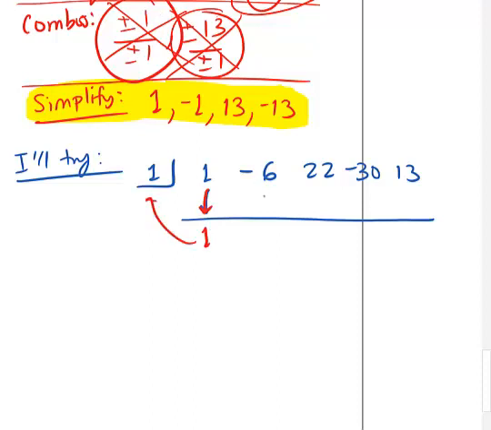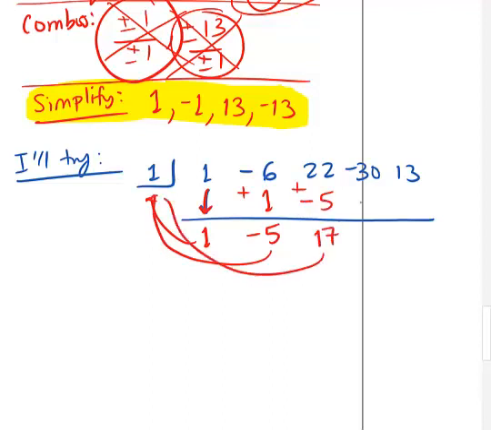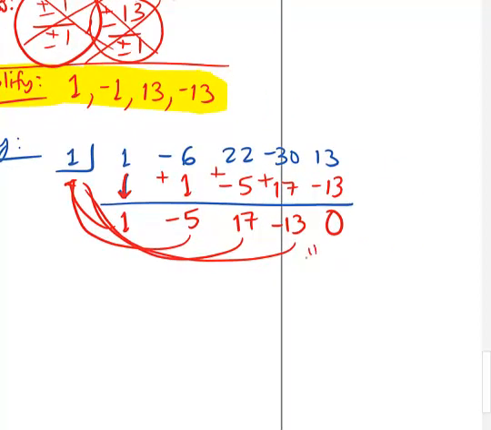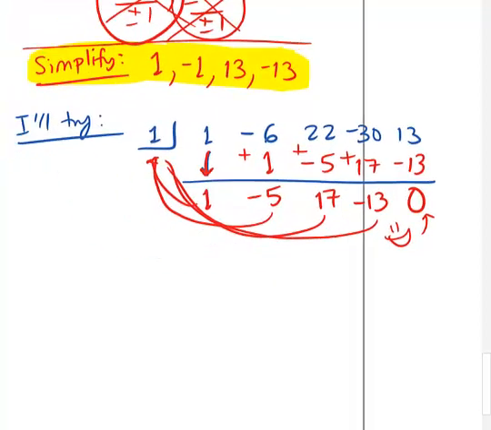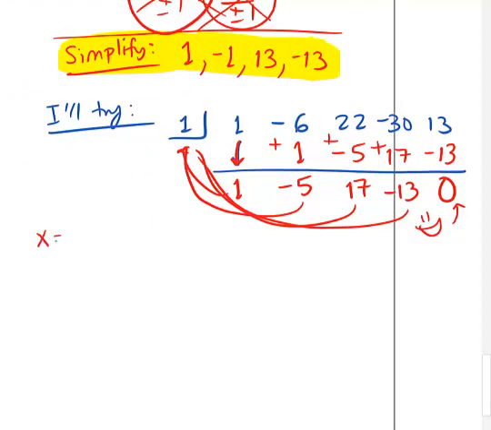Alright, we're going to bring down the 1, multiply by the guy outside, and add that with the guy above it. Multiply, add, is that 17? Yeah. Multiply, add, multiply. Oh, look at that. Look how lucky we got. 0 remainder. Man, the first try was the right one. Yay! Okay, that means x equals 1 is a 0 or solution.